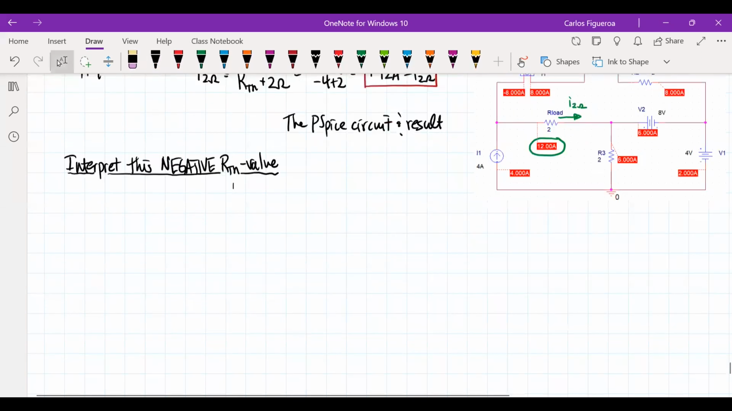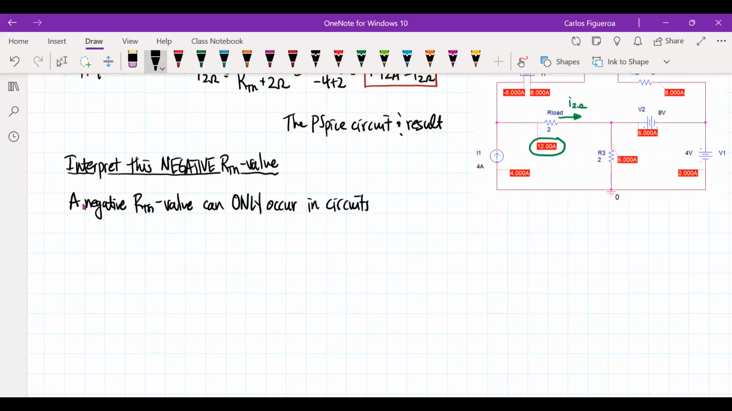Okay, I want to interpret that. There's a couple of things that you want to really understand here: a negative RTH value can only occur in circuits with dependent sources. Okay? It can only occur with circuits with dependent sources.